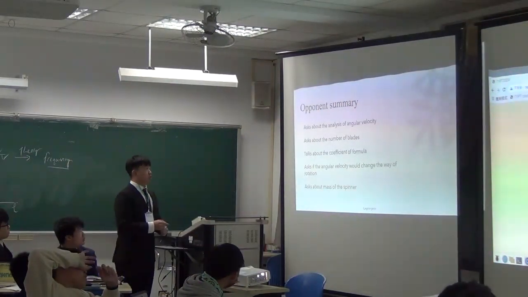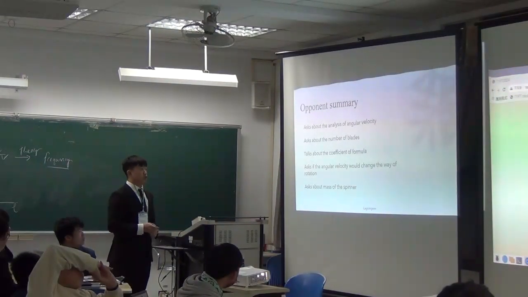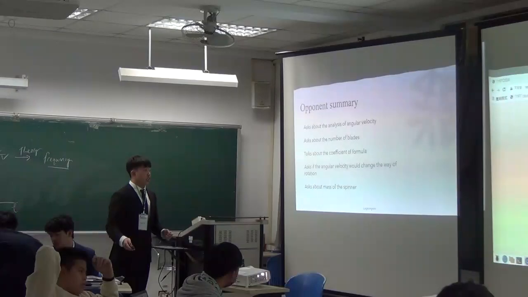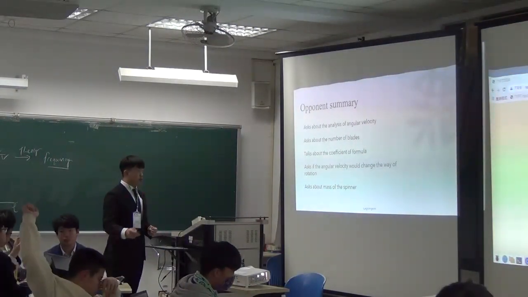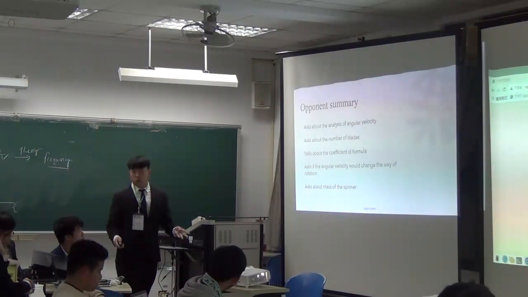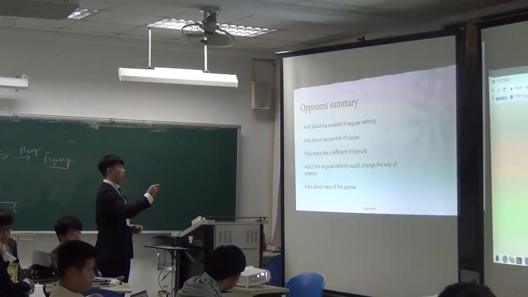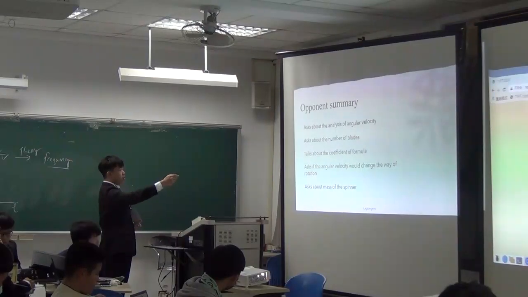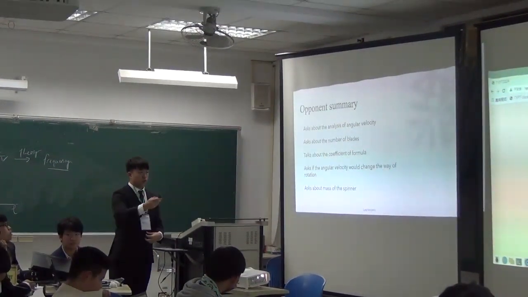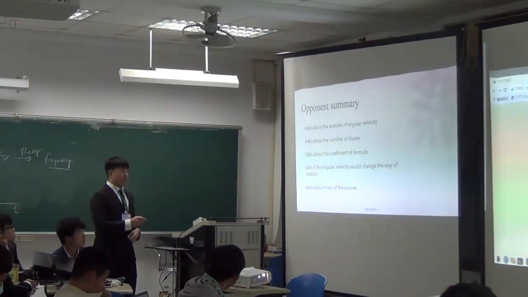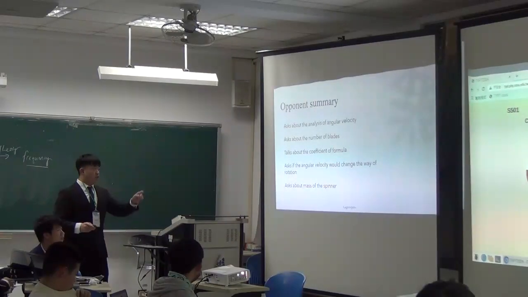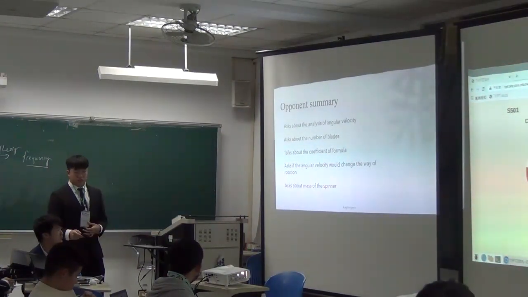Opponent summary. He asked about the analysis of angular velocity. I should change and use more different angular velocities, also the number of blades. Because I only have the 3-bladed one and the 4-bladed one, he also advised that if I do more experiments, I can find a coefficient of the formula. He also asked if the angular velocity would change the way of rotation, and he asked about the mass of the spinner.